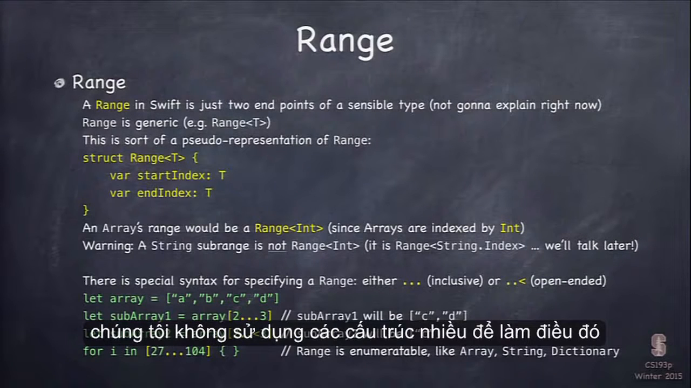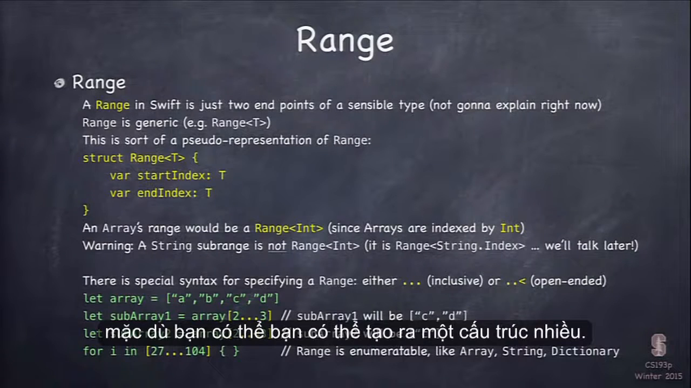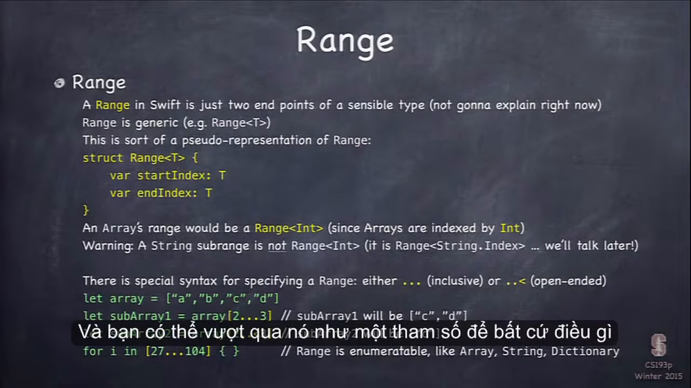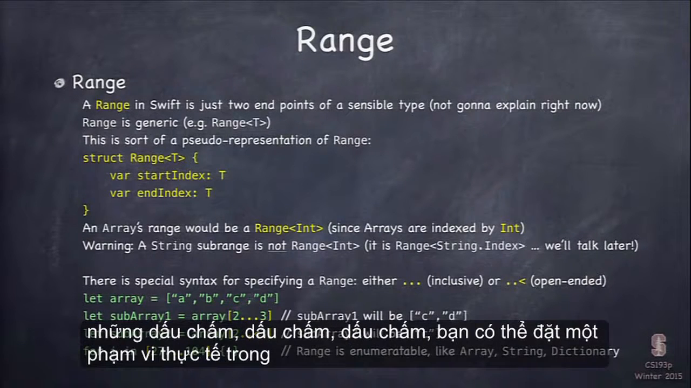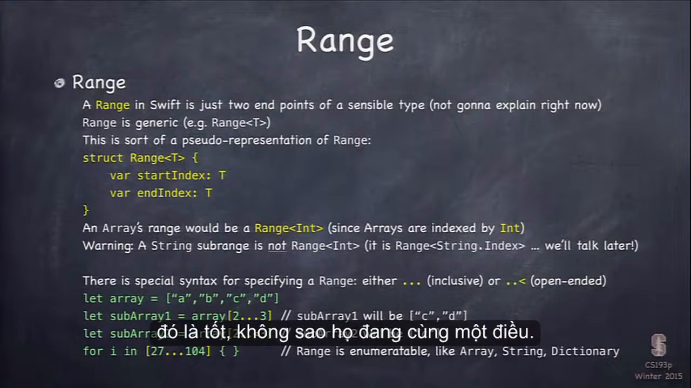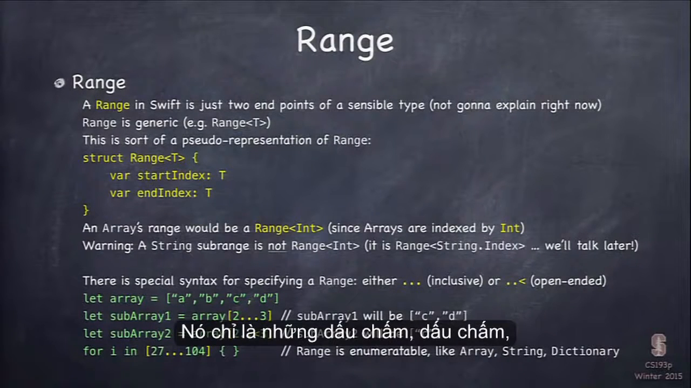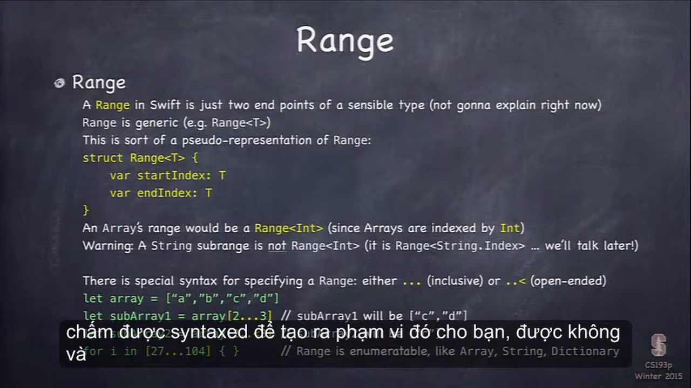99% of the time we don't use the range struct to do it, although you could create a range struct and you could pass it as an argument to anything that takes these dot dot dots. You could put an actual range in there as well. They're the same thing. The dot dot dots are just syntax to create that range for you.